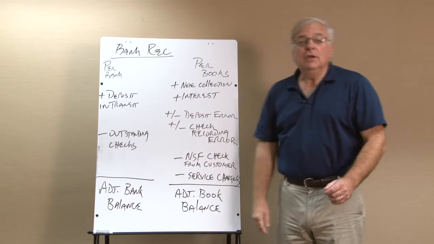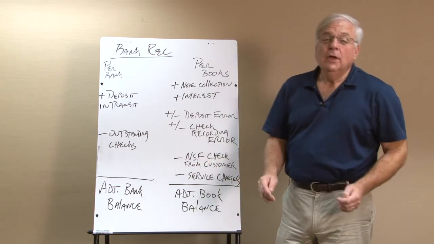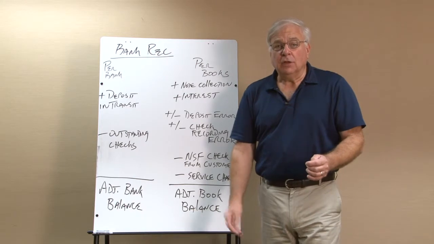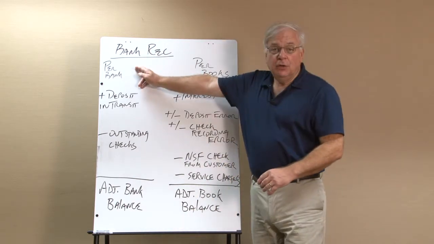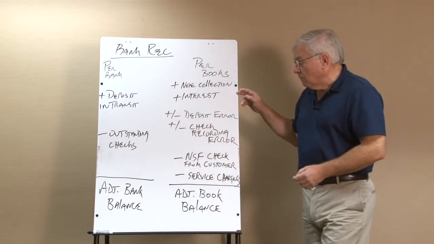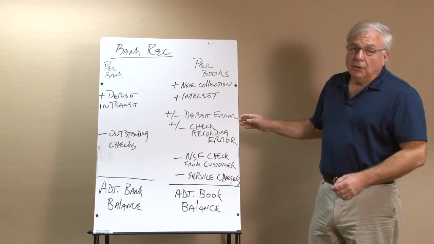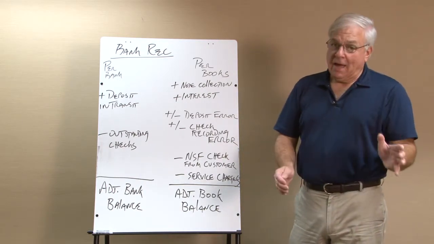The same goes for interest income that the note might have made while it was in term, or it could be interest that's paid on the collected balance in the account. Once again, the bank has it in their amount. We don't have it in ours yet, so that's why we're adding it now. A deposit error could go either direction. Usually it happens with cash.